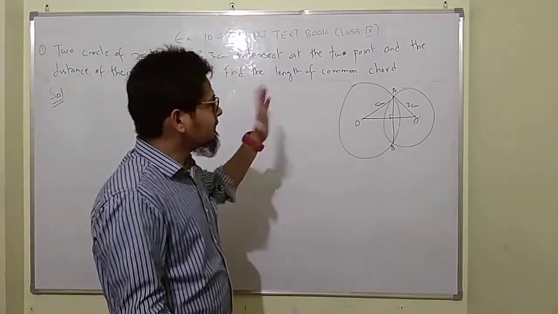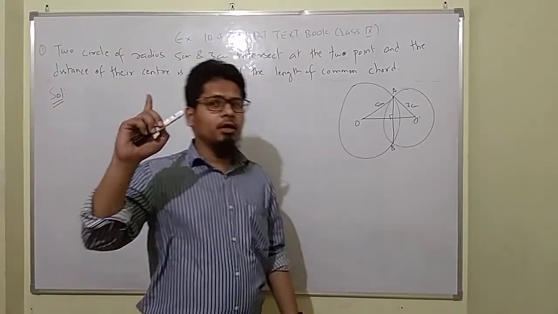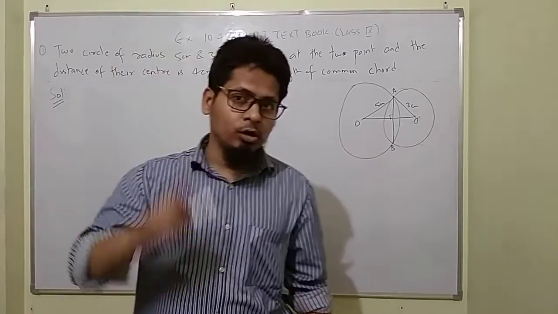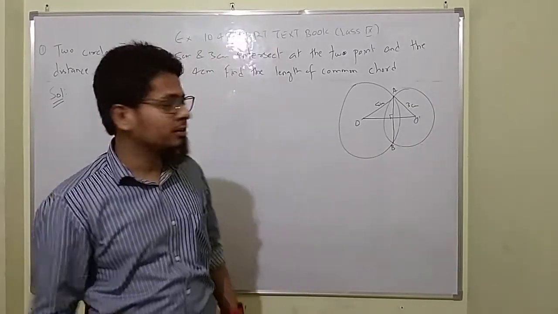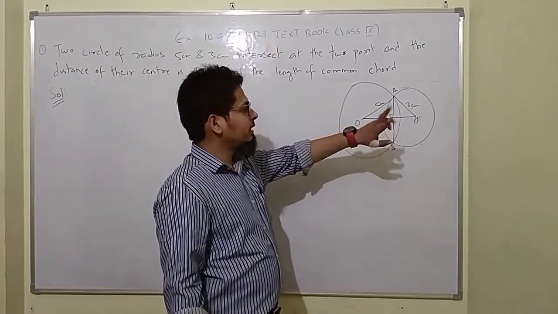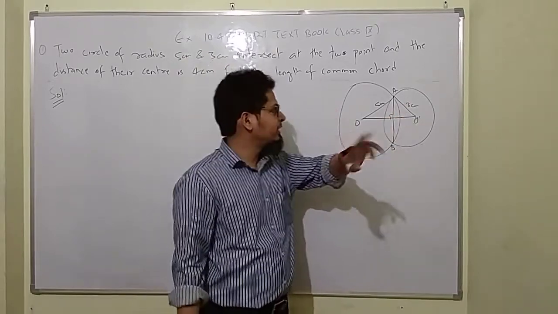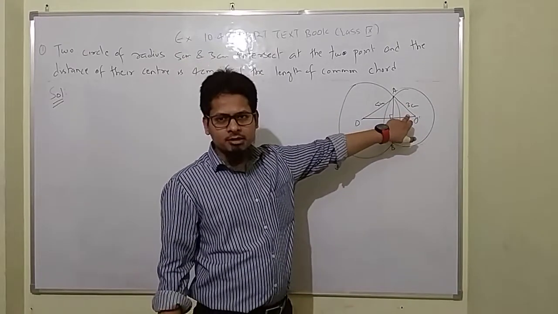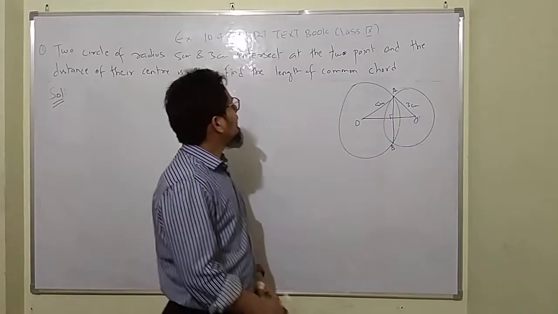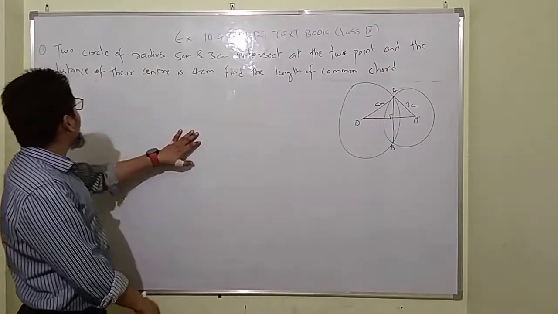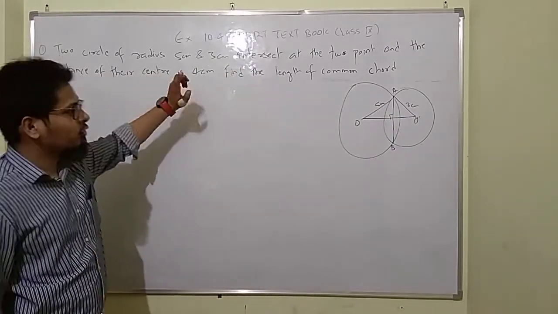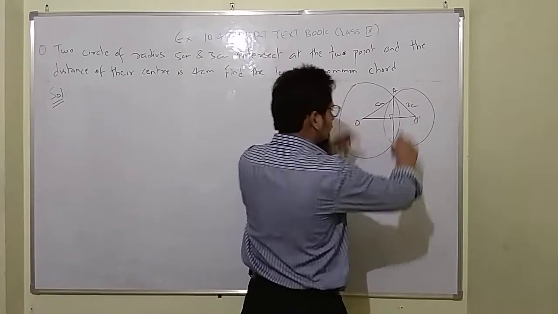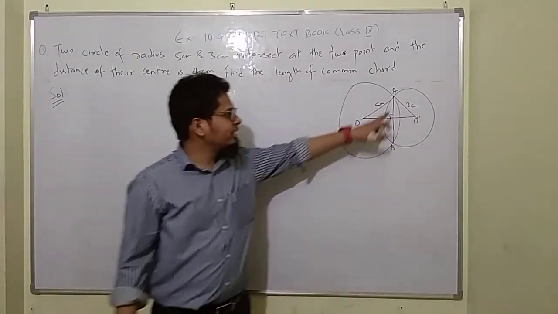But what is the difference between them? In that problem, there was no numerical value. In this question, there are some numerical values. For example, there are two circles of different radius, one is 5 and one is 3 centimeter respectively. The distance between their centers is 4, meaning OO dash is equal to 4 centimeter. We have to find the length of AB.